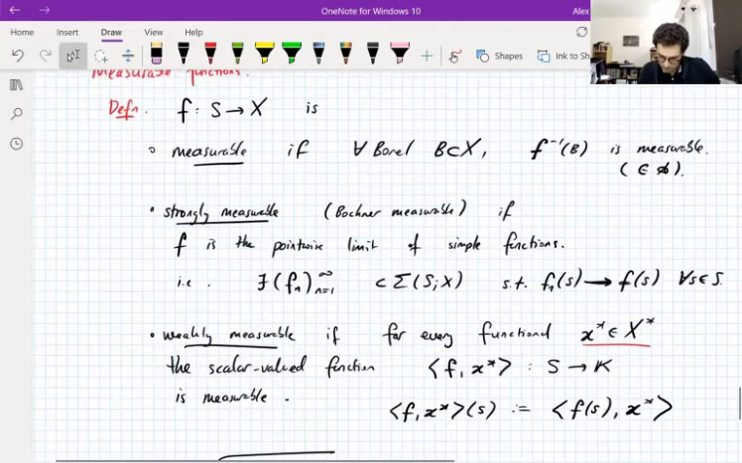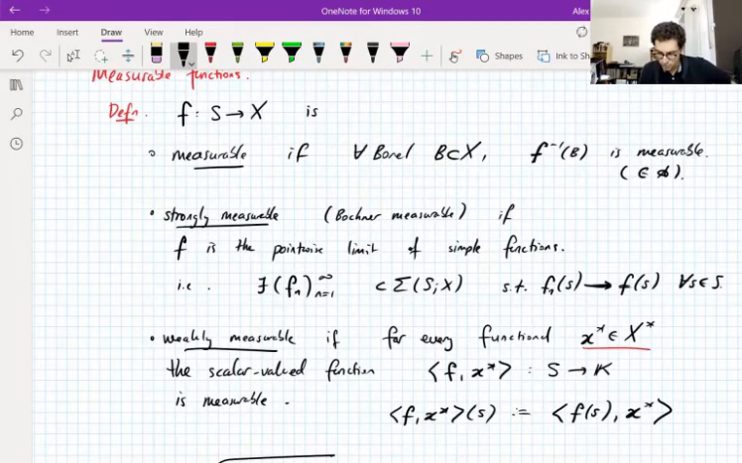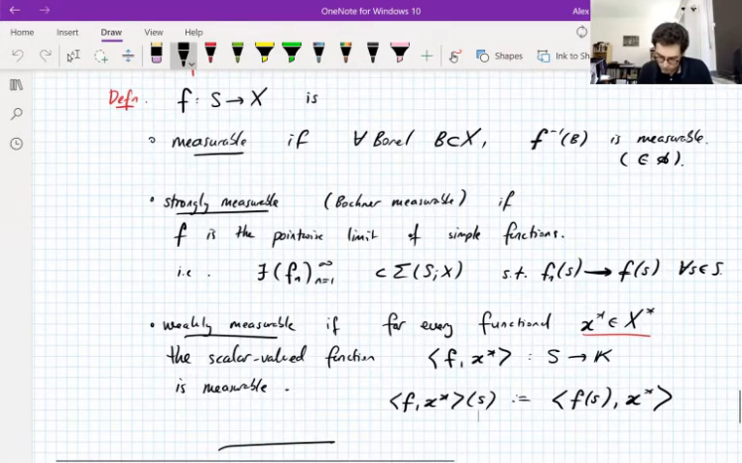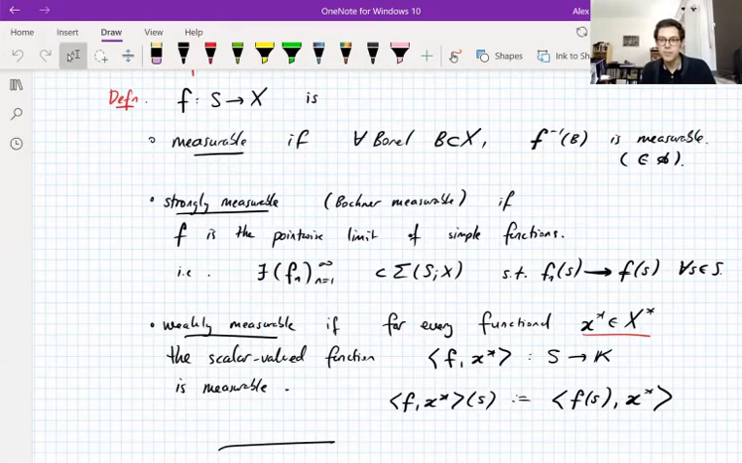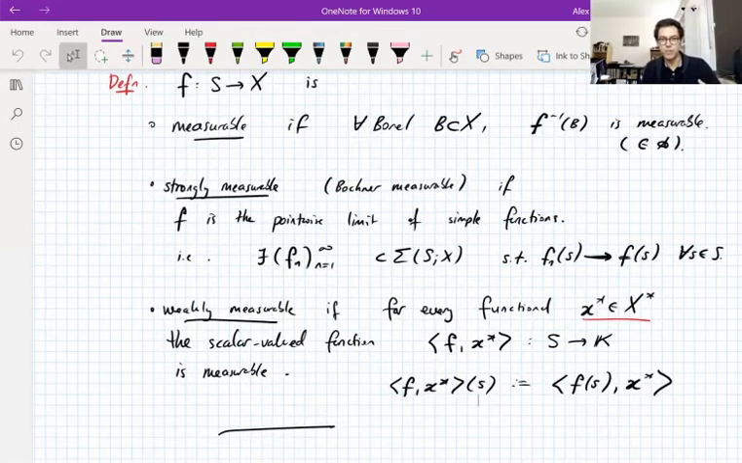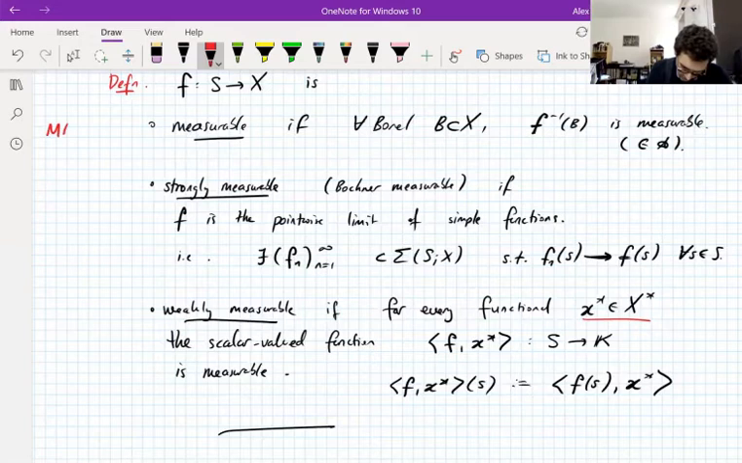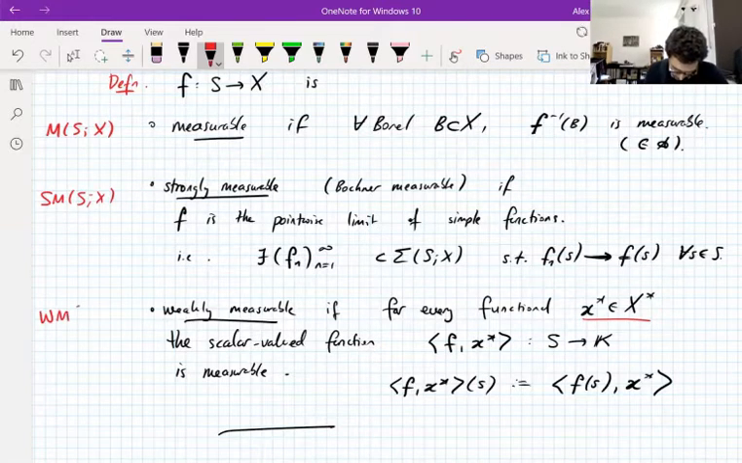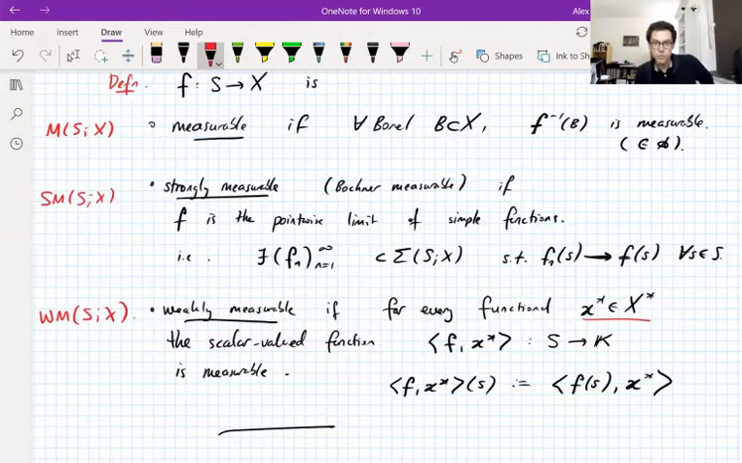So measurability is pre-images of Borel sets are measurable. We implicitly use the Borel sigma algebra on a Banach space. So this is basically saying the pre-image of every measurable set is measurable. Strong measurability is being the pointwise limit of simple functions. And weak measurability is test against every functional, those scalar valued functions measurable. Okay. We're going to call the set of measurable functions MSX. Strongly measurable is SMSX. And weakly measurable, you could probably guess what we're going to call that. We need to give all of those a name.